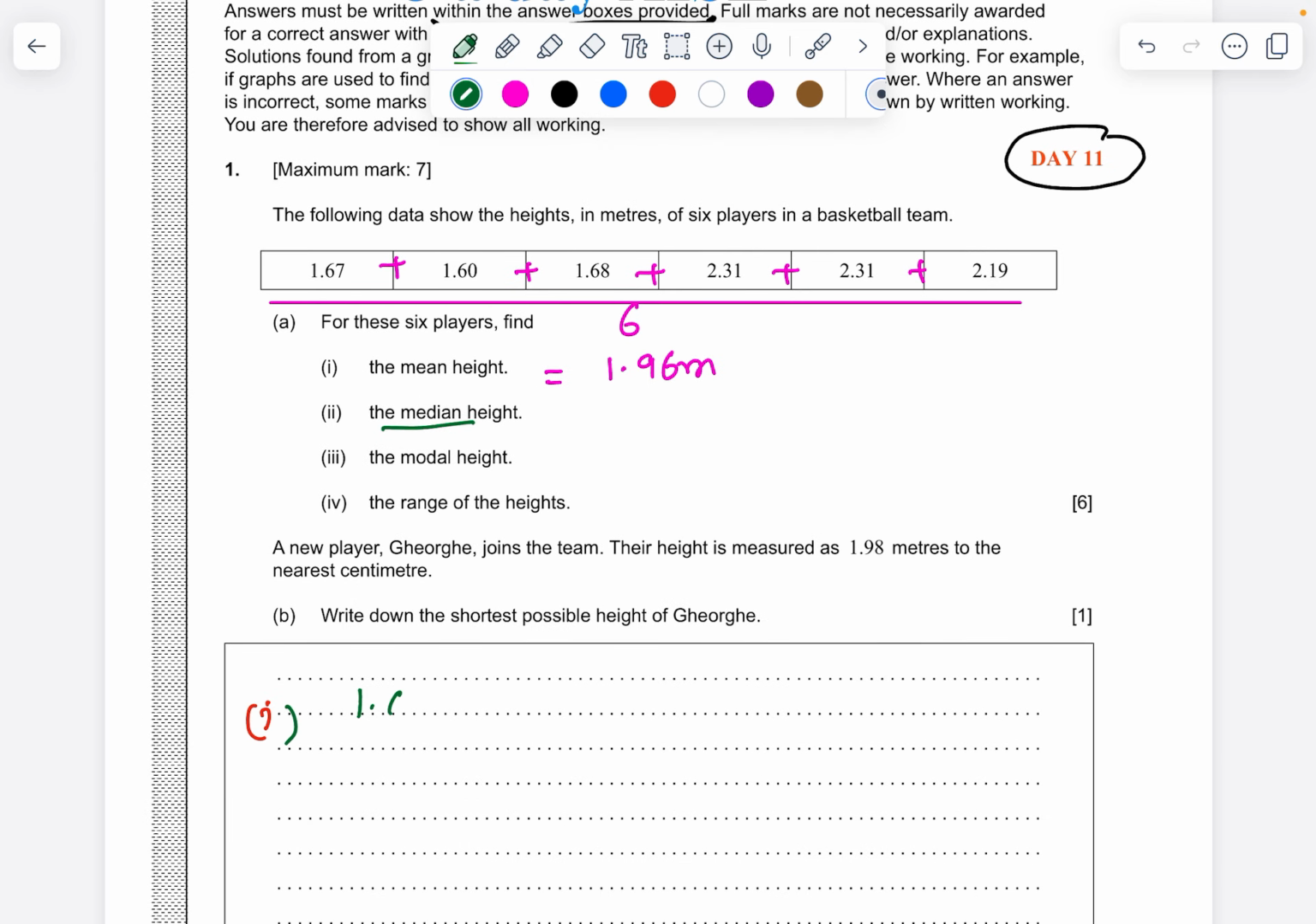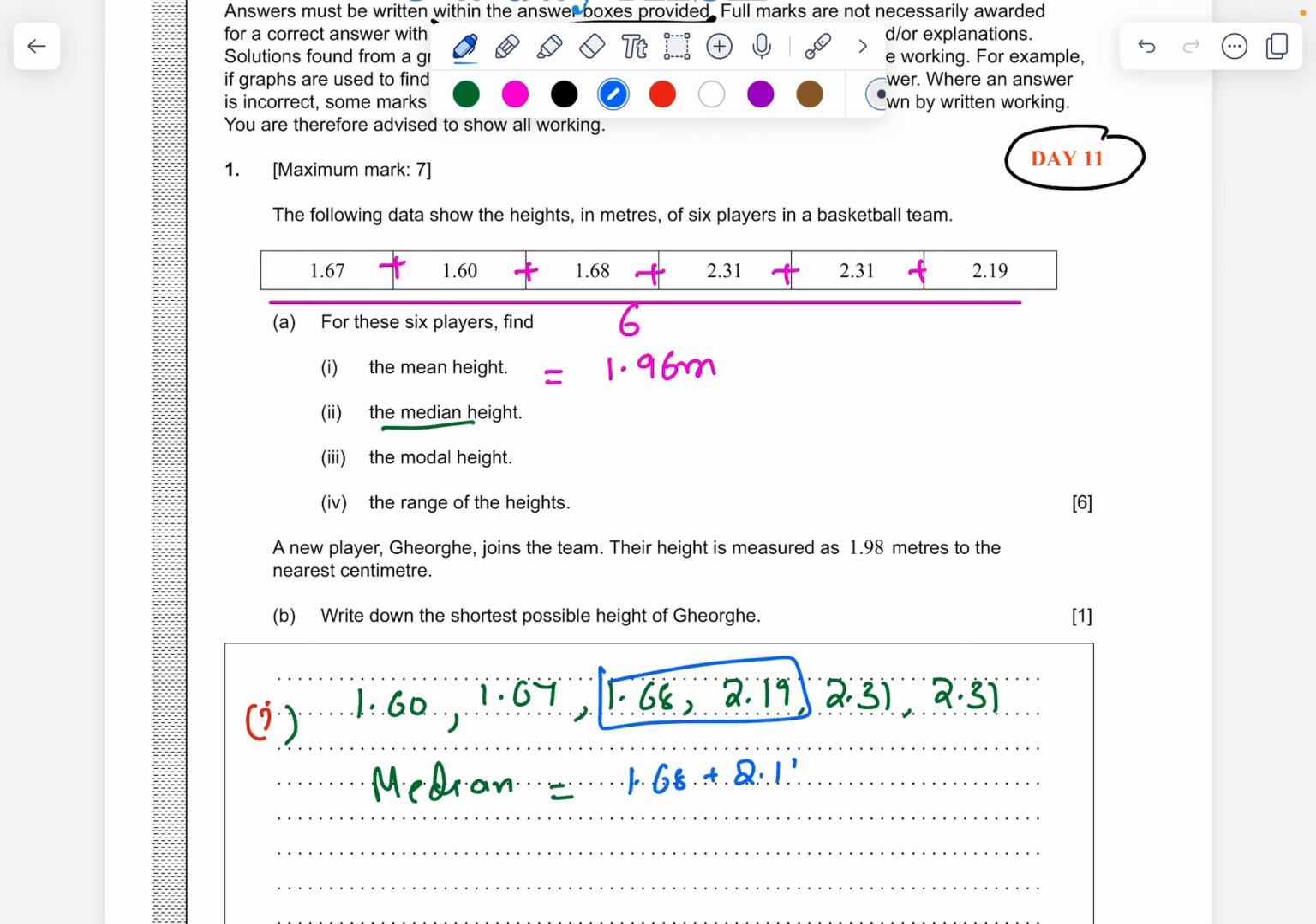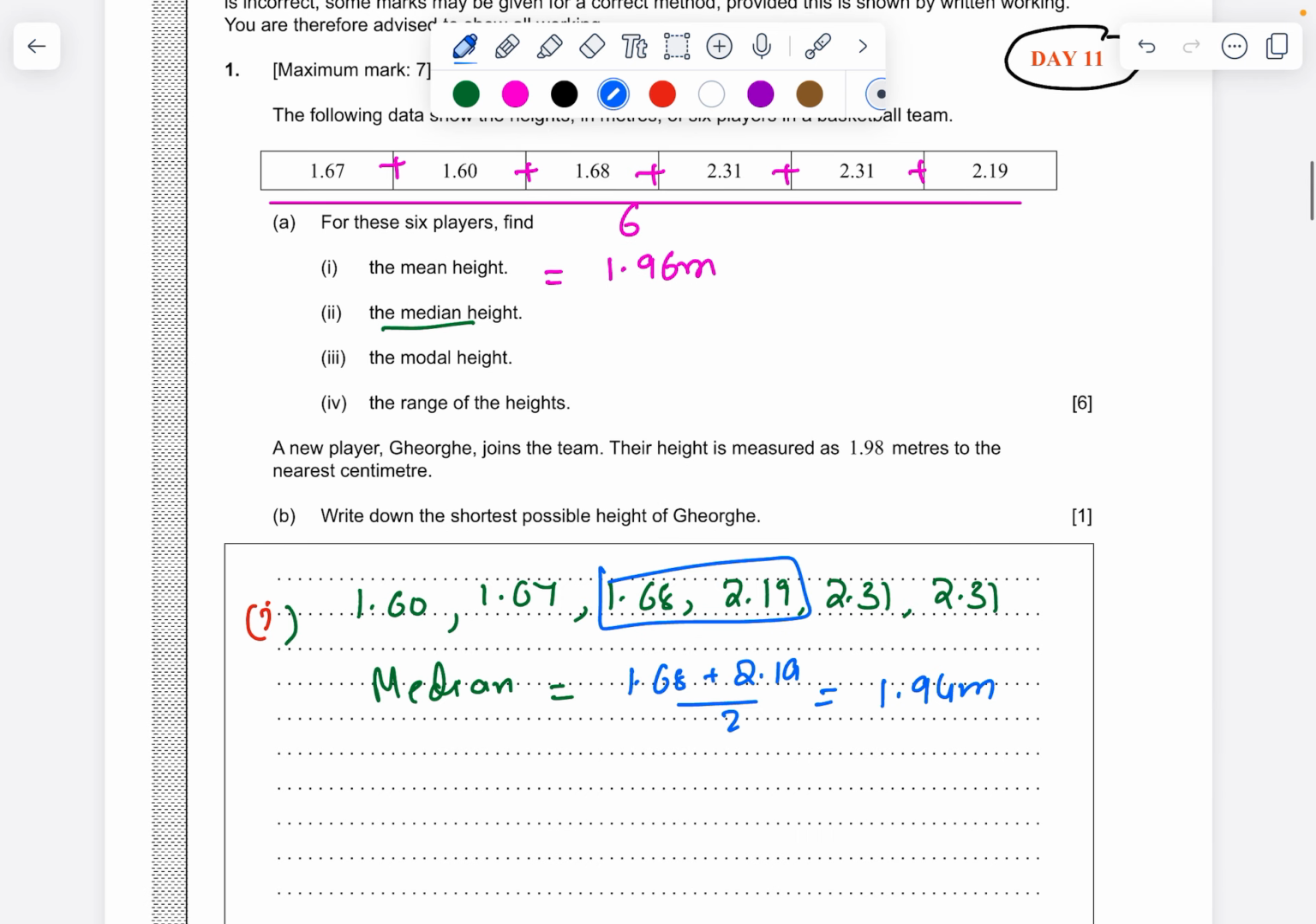For the median, write them in order: 1.60, 1.67, 1.68, 2.19, 2.31, and 2.31. Median means nothing but what? The middle number. What is the middle number? These two are the middle numbers. 1.68 plus 2.19 divided by 2, which is going to be 1.94 meters.